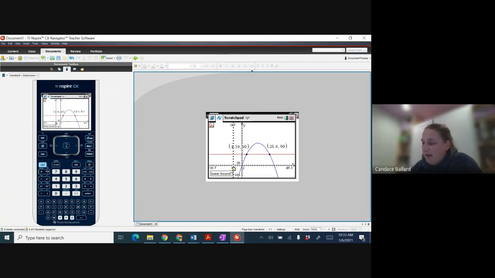And then it says lower bound. So I'm just going to go to the left, go to the right. Notice my 0 popped up. So the first place the rock is on the ground is at 0, 0. That makes sense, right?